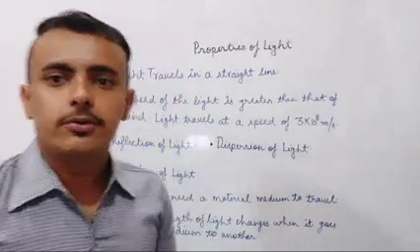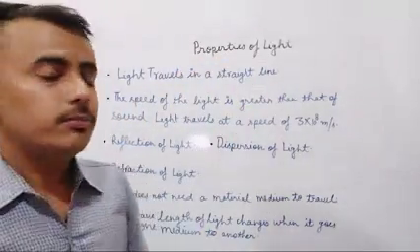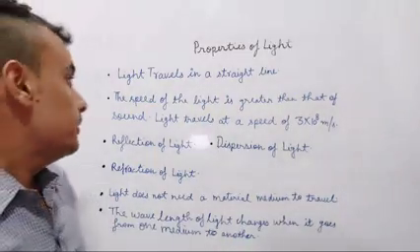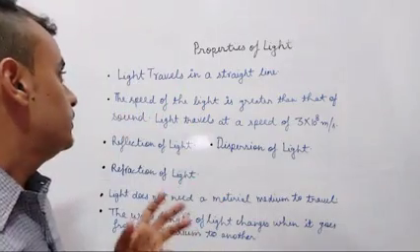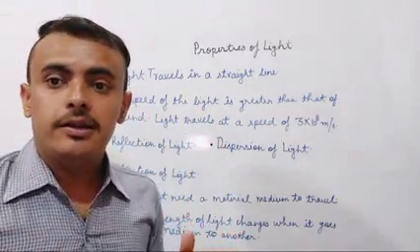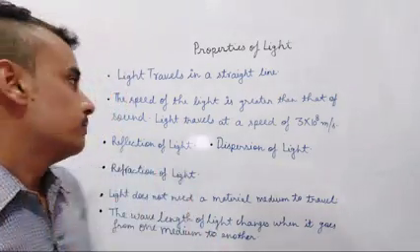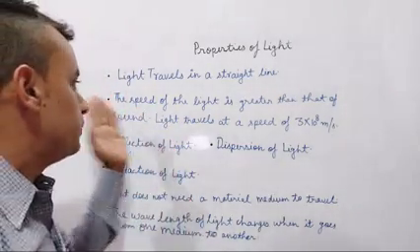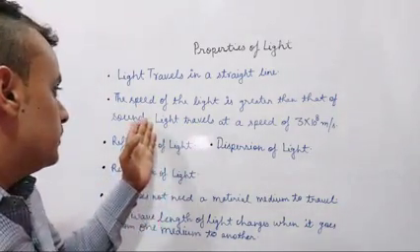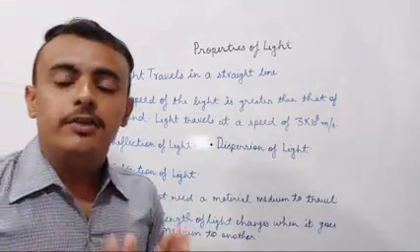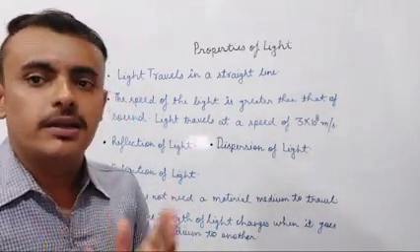Now we are going to discuss the properties of light. What are the properties of light? The first property of light is that light travels in a straight line. Everywhere you see that light travels in a straight line. And the second one is that the speed of light is greater than the sound. Light travels at a speed of 3 into 10 to the power 8 meters per second.